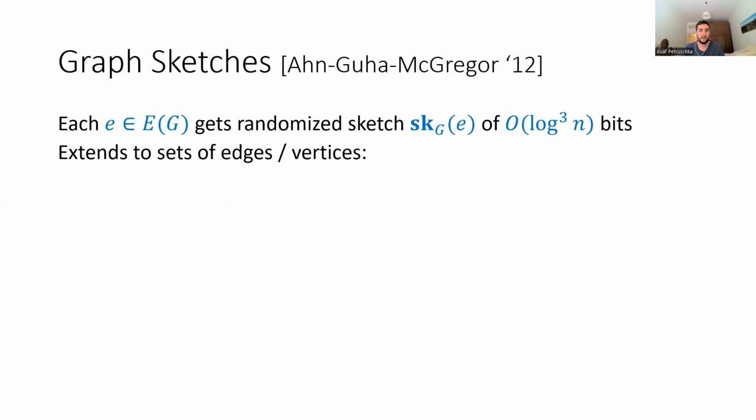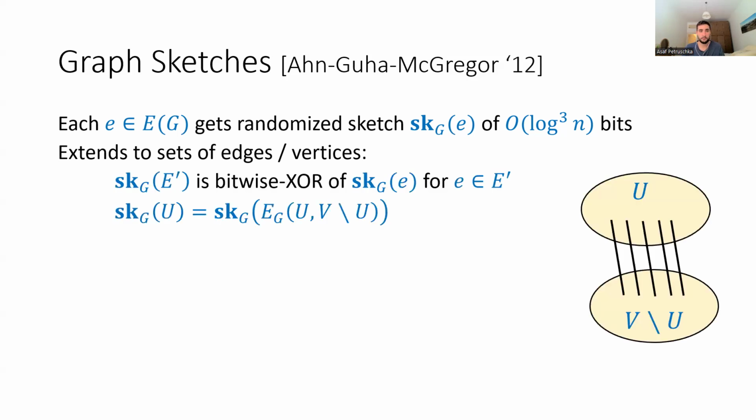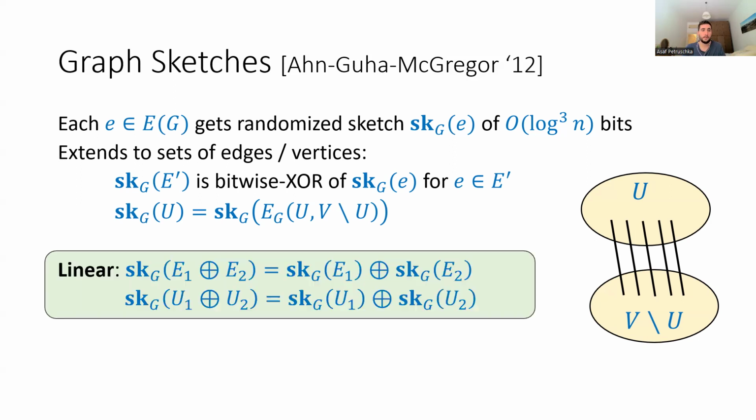So the sketch of an edge subset is just the bitwise XOR of the sketches of all its edges. And for a vertex subset, like U, here in the picture, its sketch would just be the sketch of its outgoing edges. So this is how we define sketches also for subsets. And this definition ensures a crucial property of the sketches, which is that they are linear, meaning that they respect the XOR operation, which is interpreted both as symmetric difference of sets or as bitwise XOR of strings according to the context.